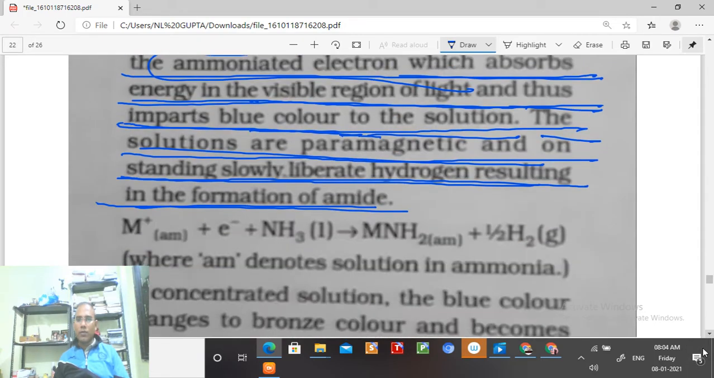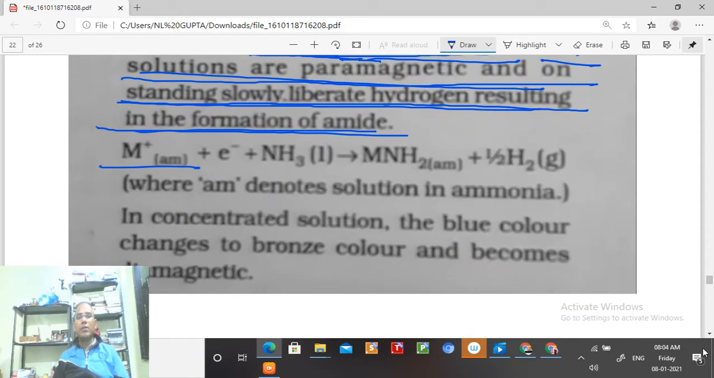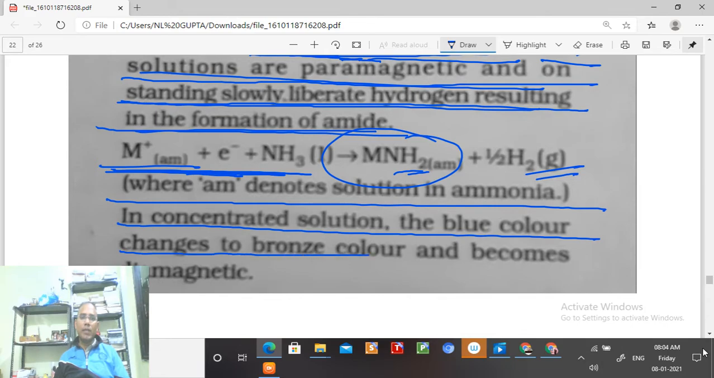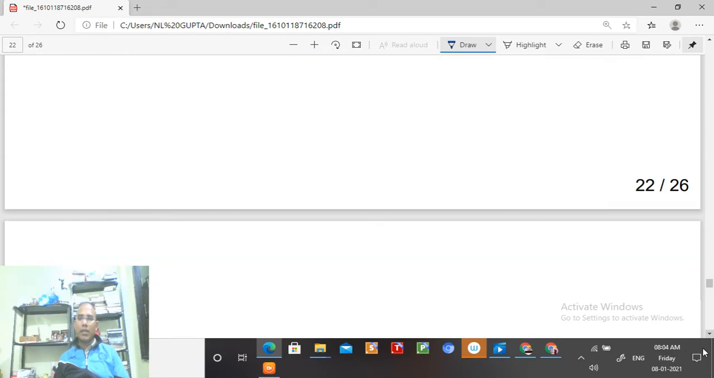So let us have a look, students, at what they are saying. The solution is paramagnetic, and formation of amide and liberation of hydrogen will take place, where am denotes the solution in ammonia. In concentrated solution, the blue color changes to bronze color and becomes diamagnetic. Right, students?